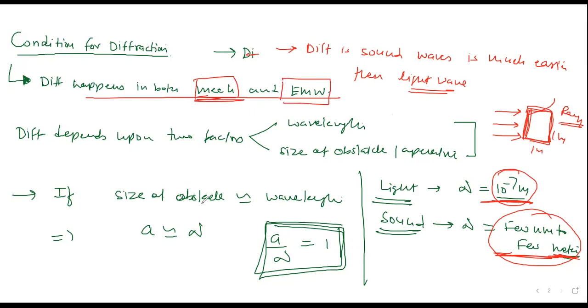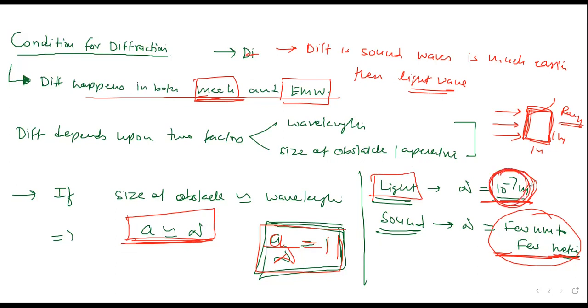Diffraction happens only when the size of the object, or aperture, is nearly equal to the wavelength. The ratio is nearly 1; they are equal in size. So if you want to get diffraction in light, you need a very, very small object, because the wavelength of light is 10 power minus 7 meter.